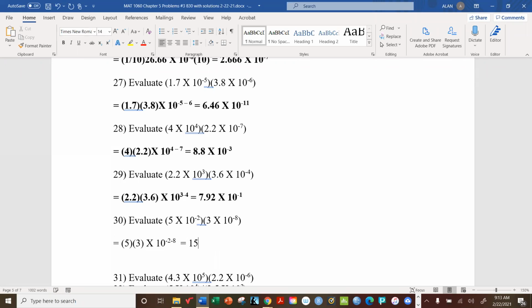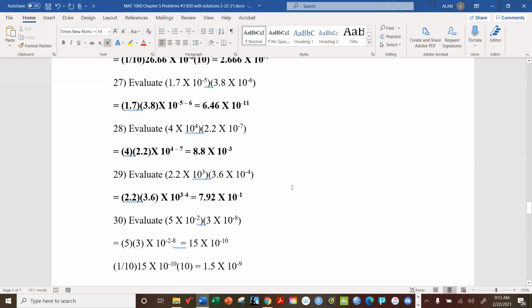Okay, so here we have 15. So we're going to have to make an adjustment here to the minus 10. Oh, how unfortunate. All right, so how do we do that? We're going to divide that by 10. So we're going to have 1.5 times 10 to the minus 9th power.